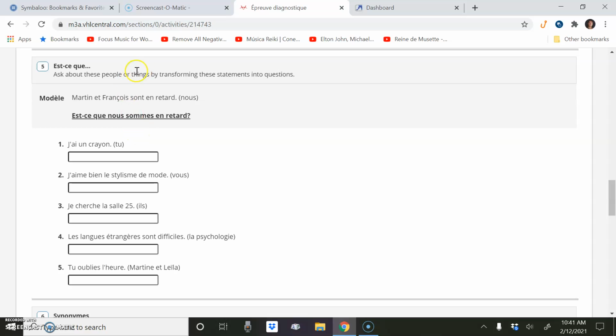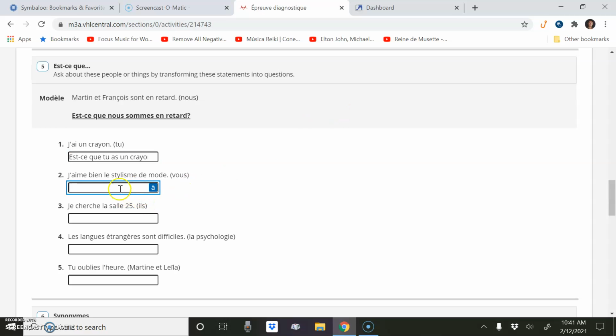Ask these people or things. Ask about these people or things by transforming these statements into questions. So you're going to use est-ce que for all these. So you can go ahead and put est-ce que for everything. The answer is j'ai un crayon. So the question is, do you have a pencil? So I have a pencil is the answer. The question is, do you have a pencil? Est-ce que tu as un crayon?